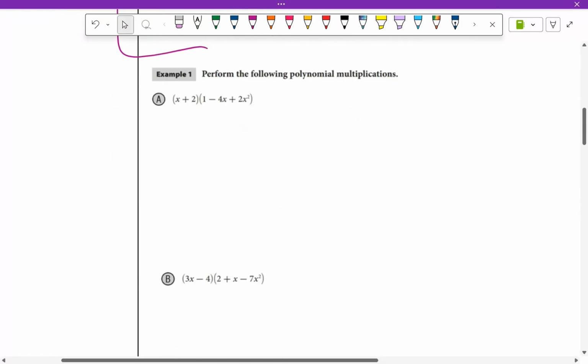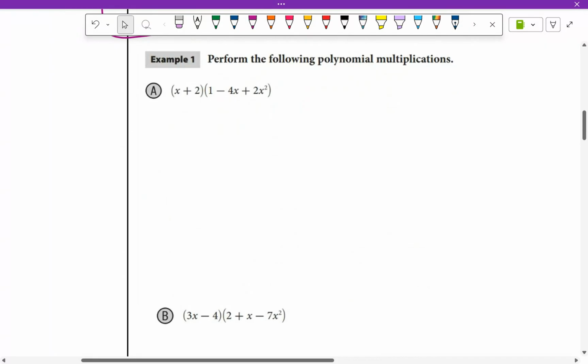All right. We got to perform the following polynomial multiplications. These problems are right out of the textbook. I don't like that they have their highest exponent last. It's not a big deal. We're going to deal with it. But sometimes it happens that way. Sometimes it doesn't. It's okay.